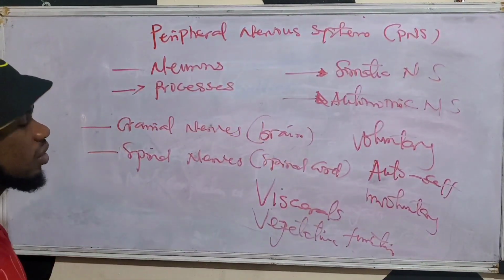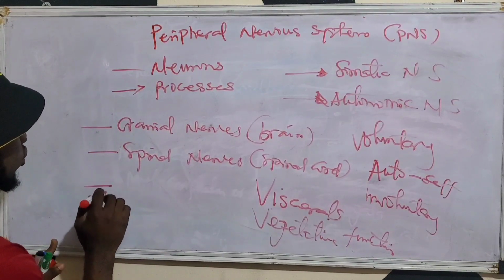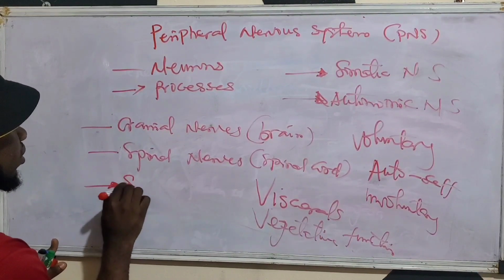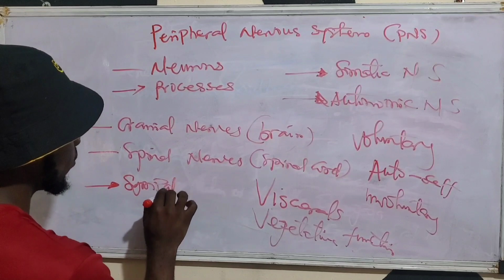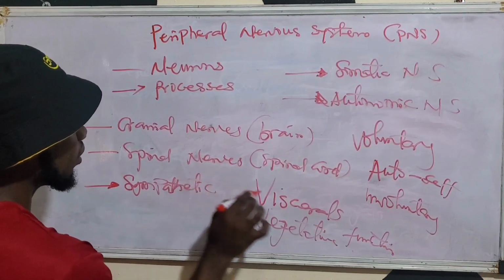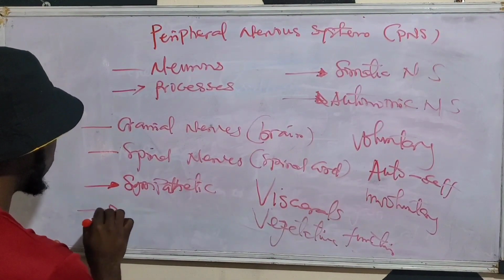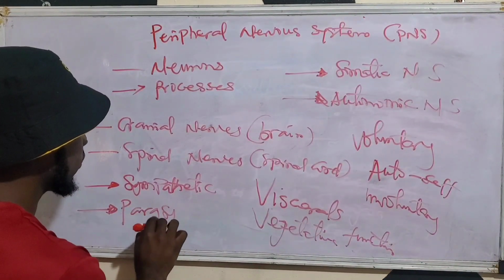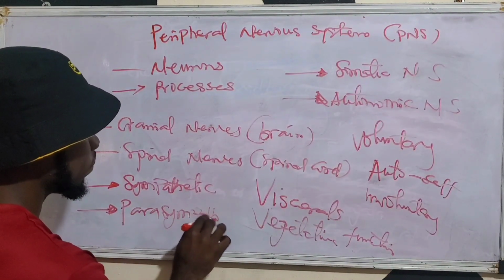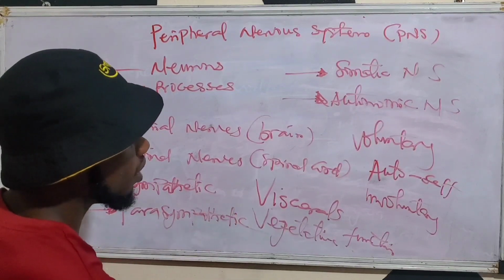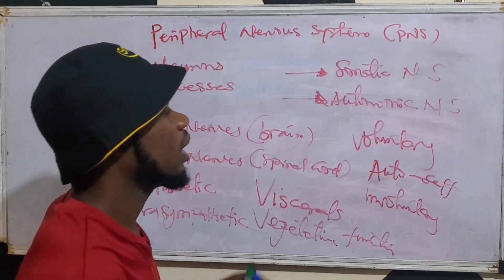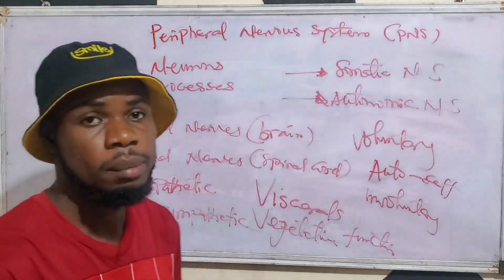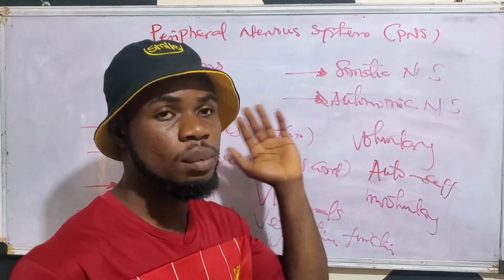Now, the autonomic system can also be subdivided into two: sympathetic nervous system, and, you know what I want to say, parasympathetic nervous system. And that's all about the nervous system for now.